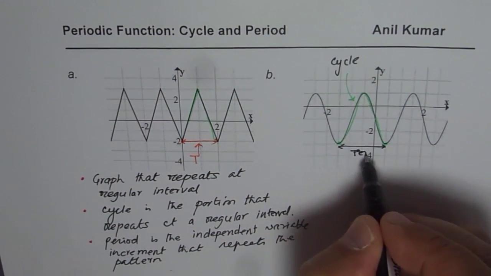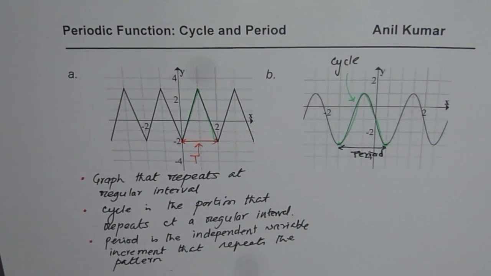Let me write period. So it could be in any units, right? It could be distances also at times. It could be any unit. Most of the time, when we take examples, we take time as our horizontal axis. So most of the time it is time, but it could be any, right? So that is how it is.